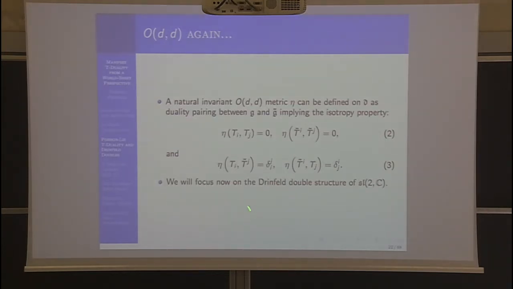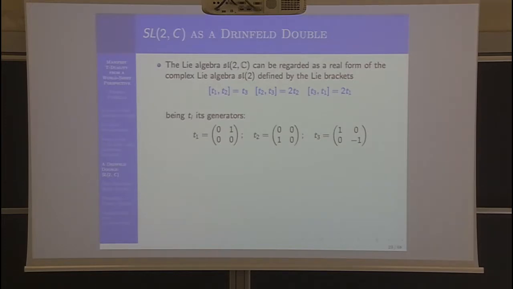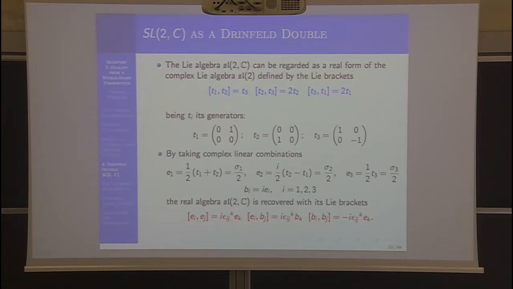In particular, I would like to focus now on the Drinfeld double structure of the group SL(2,C), and I will give the motivation for that. The Lie algebra sl(2,C) can be regarded as a real form of the complex Lie algebra sl(2) defined by these Lie brackets. These are the generators explicitly written here. If we take complex linear combinations of these objects, we can define an algebra by considering the E_i and this object B. If we do that, we recover the real algebra sl(2,C) with its Lie brackets written in this way. We can see from here that the E_i are the generators of the su(2) subalgebra.